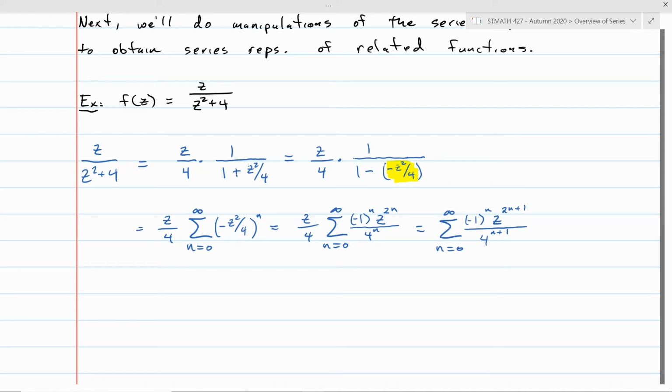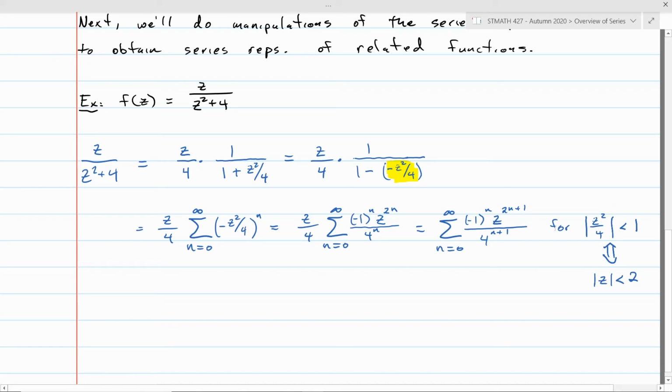We need to think about what the radius of convergence is, but we know that this works for whenever the term in yellow there has modulus less than 1. And then you can manipulate that inequality to see that we'll have mod z less than 2 for this convergence.